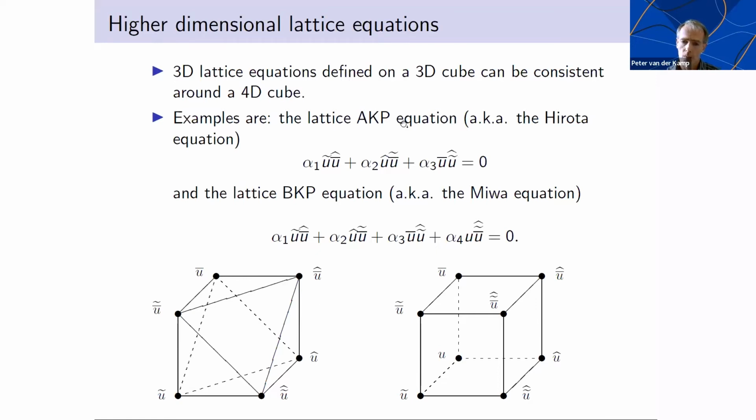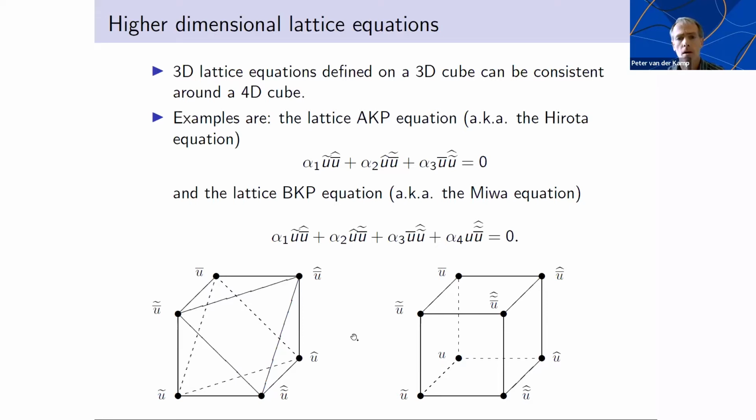Then I want to say that we also have more general or higher dimensional lattice equations. So these are not equations on a 2D lattice, but on a 3D lattice. And with the same idea, you can ask whether such an equation is then consistent in a higher dimensional cube, so a 4D cube. And here are some examples. These are not the only ones, but they are nice ones. Lattice AKP and lattice BKP. So higher dimensional equations are there.